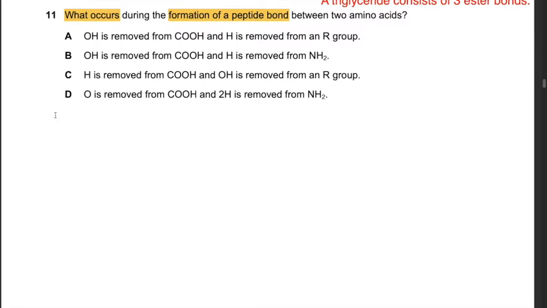Question 11. What occurs during the formation of a peptide bond between 2 amino acids? In peptide bond formation, if we recall correctly, OH is removed from COOH and H is removed from NH2 between 2 adjacent amino acids. Therefore, the closest and correct answer is option B. OH is removed from COOH and H is removed from NH2.